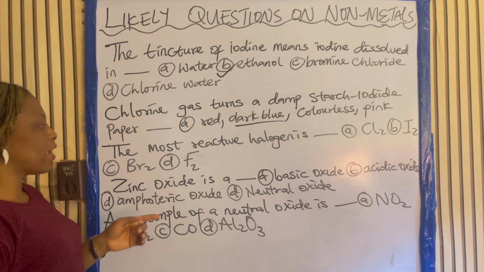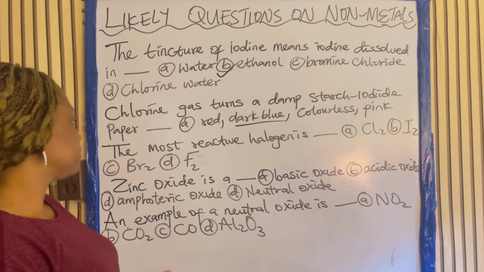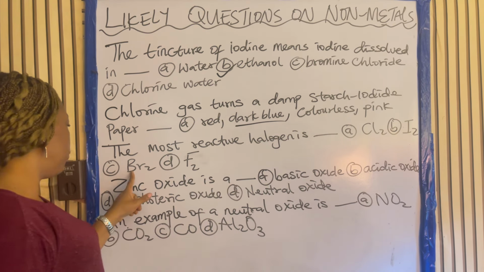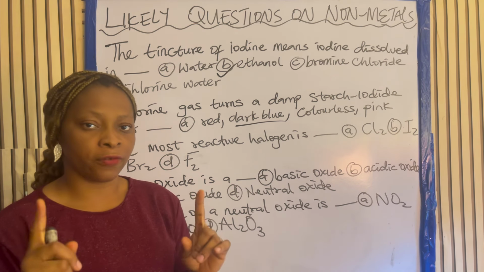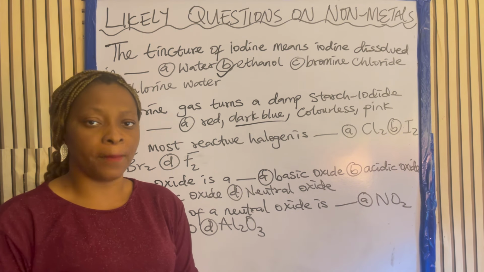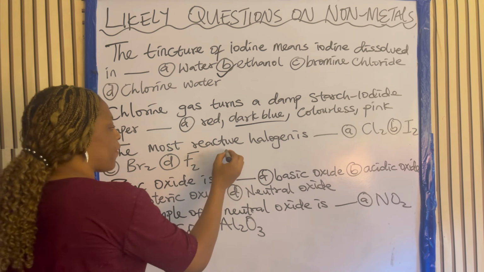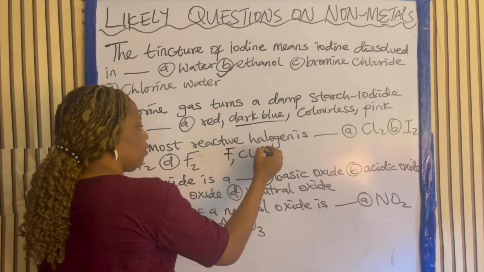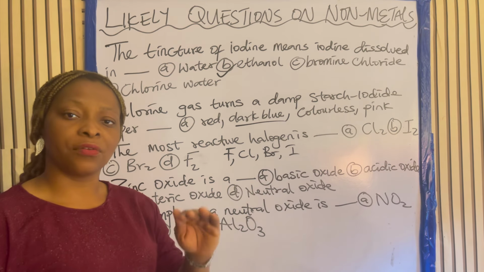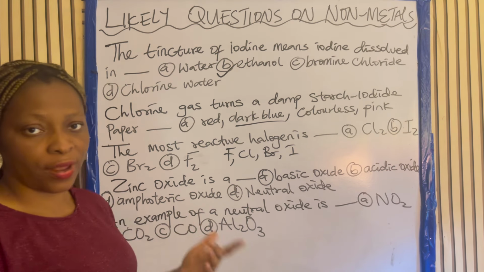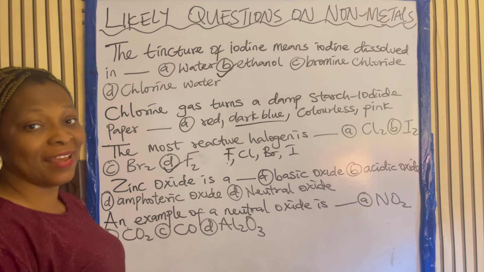Okay, the most reactive halogen is what? What is the most reactive halogen? Chlorine, fluorine, bromine, iodine. Halogens are the elements in group 7 and they are the most reactive nonmetals. Their reactivity decreases down the group. So the first is what? Fluorine, followed by chlorine, followed by bromine, followed by iodine. So since their reactivity decreases down the group, which one will be the most reactive? Of course, the most reactive will be fluorine, therefore making D the answer.